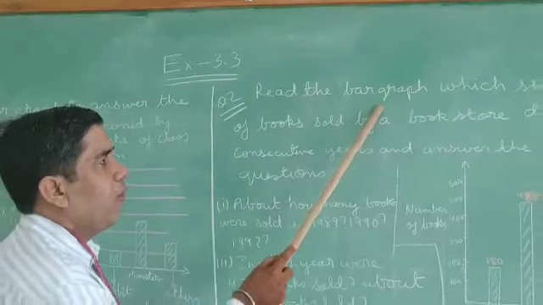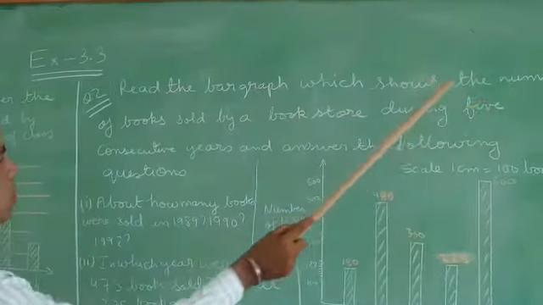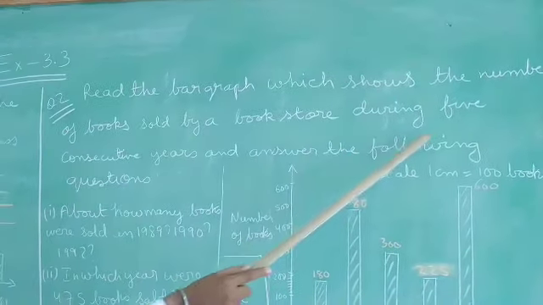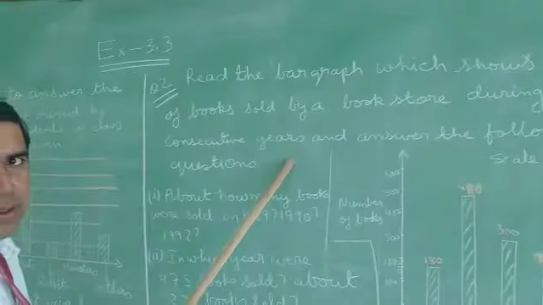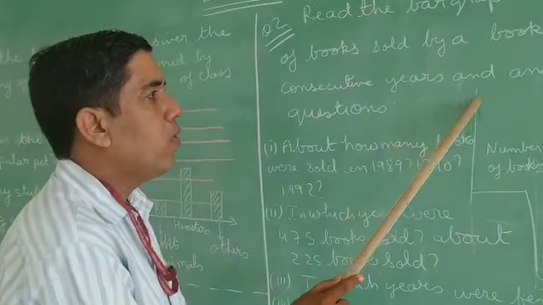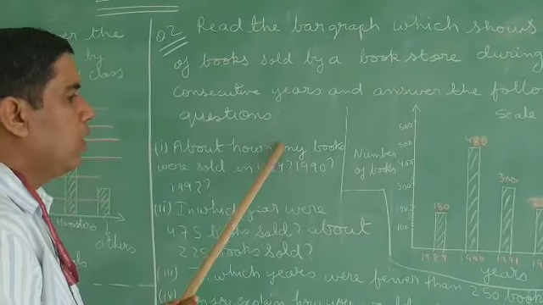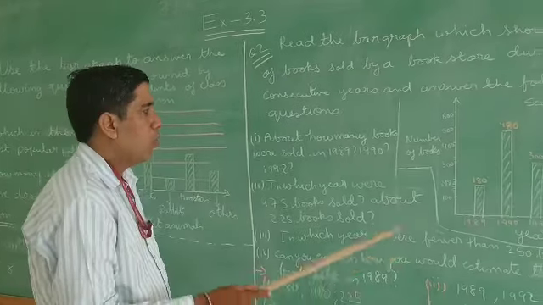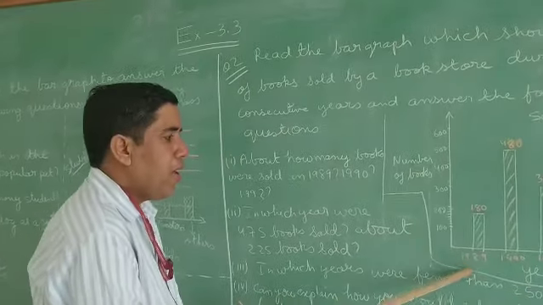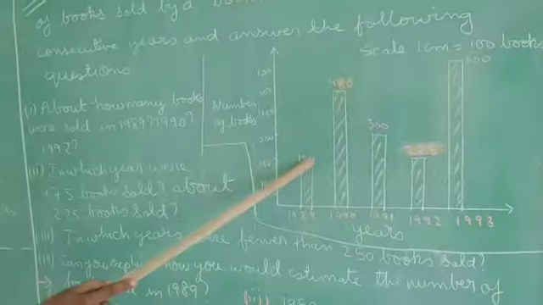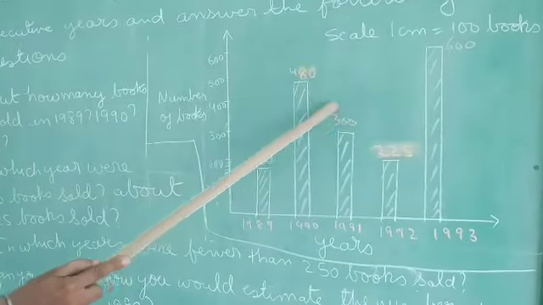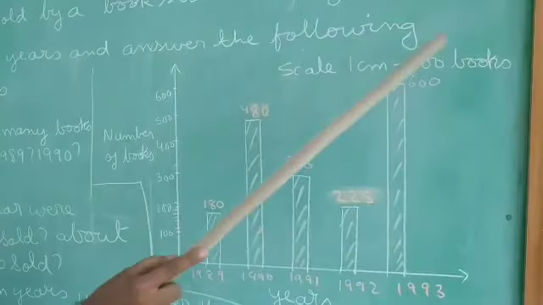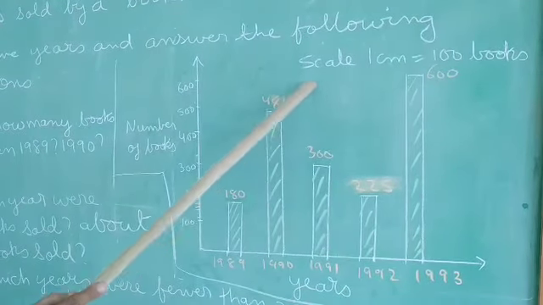Read the bar graph which shows the number of books sold by a bookstore during 5 consecutive years, and answer the following questions. 5 consecutive means continuous years. So you can see here, in your book, the numbers for 1989 are not mentioned. 1 centimeter shows 100 books. The scale is 1 centimeter.